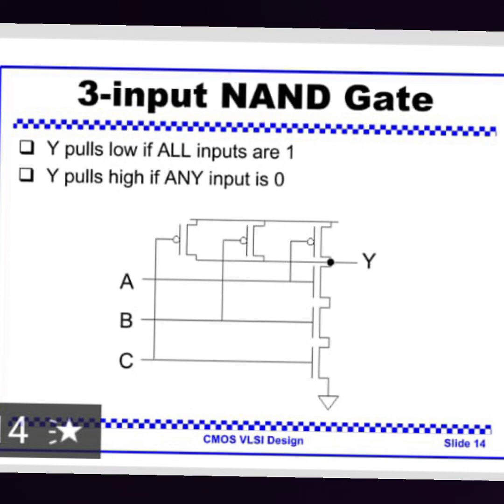So with this, I think we have completed the CMOS inverter, 2-input NAND gate, 3-input NAND gate and 2-input NOR gate.